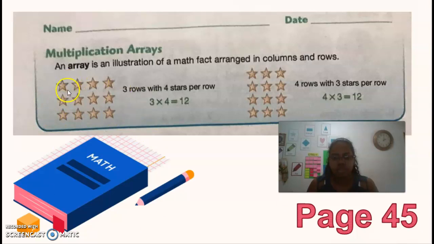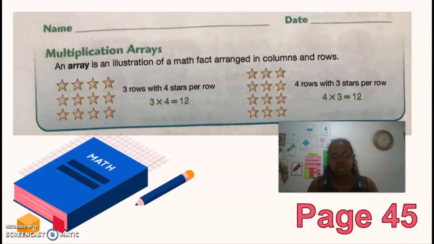What we are going to do is to count the stars. We have 1, 2, 3 rows with 4 stars, right? 1, 2, 3, 4 stars. So we write the amount of rows that we have first, and then the amount of stars or the things that we have here. So 1, 2, 3, 4, 5, 6, 7, 8, 9, 10, 11, 12. So we have 3 times 4 is equal to 12.